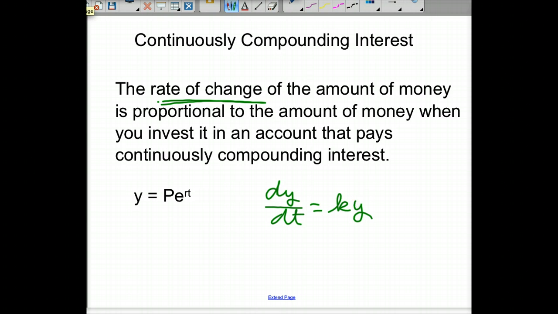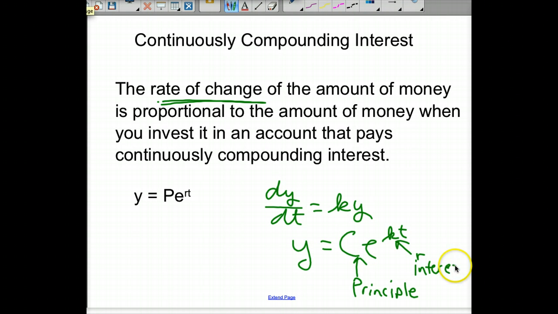So if we separate the variables and integrate that, we end up with that same equation we had before, C e to the kt. But in this case, we're using the letter P for principal. It's the principal amount of money that you've invested, the initial amount. And instead of k, we're using r for our interest rate. So it's the same equation, but we've changed the variables to make it more user-friendly so that P and r are obvious in this example. So PERT is like CEKT, but specific to interest that's compounding continuously.